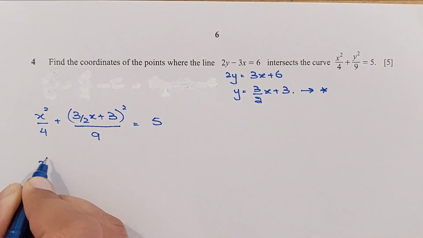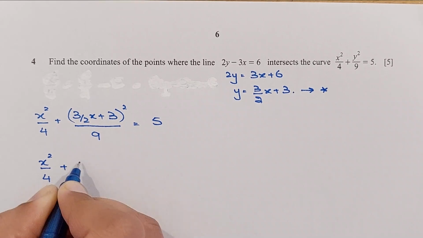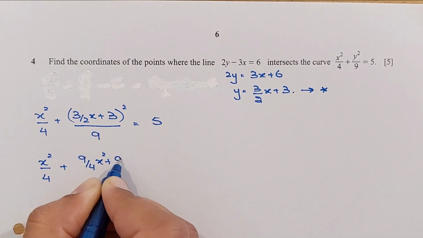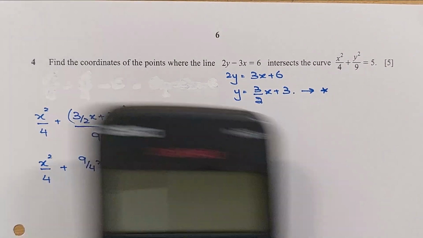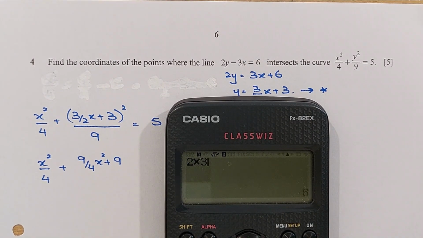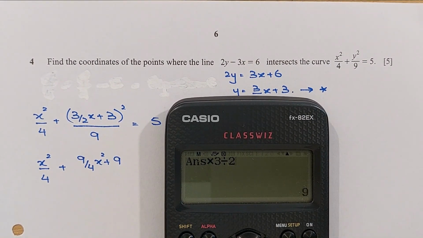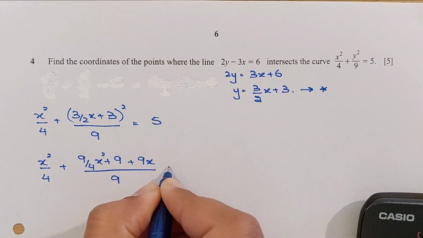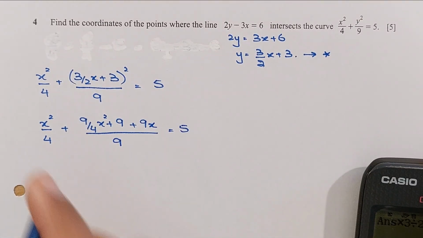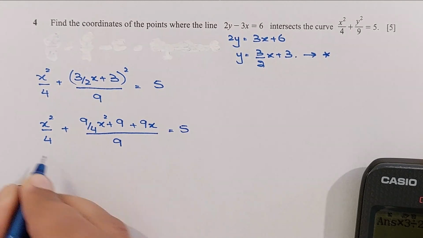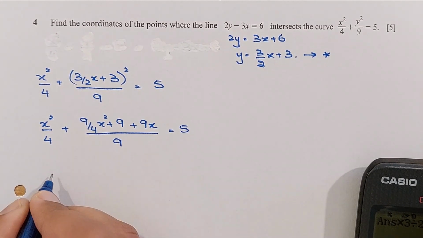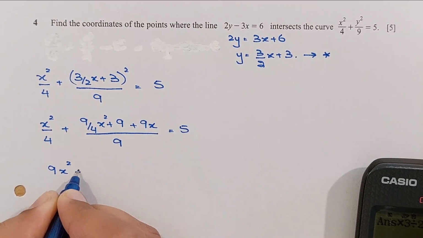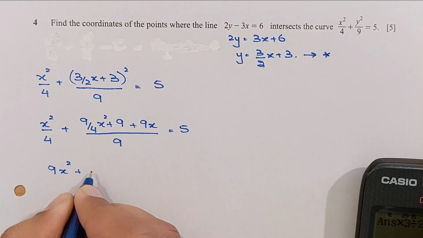We have x square by 4 plus, opening the square, 9 by 4 x square; 3 square is 9 plus 2ab, right? So 2 times 3 times 3 by 2, this is 9 plus 9x divided by 9 equals 5, right? Okay, further simplification we can say, let me take the LCM. 4 times 9 is 36 as an LCM.